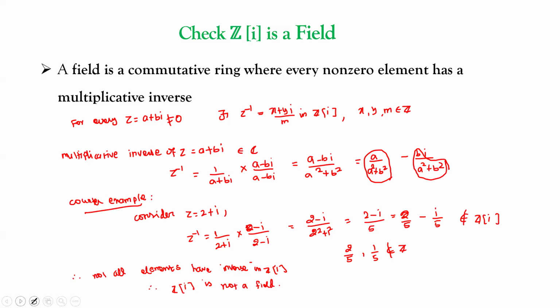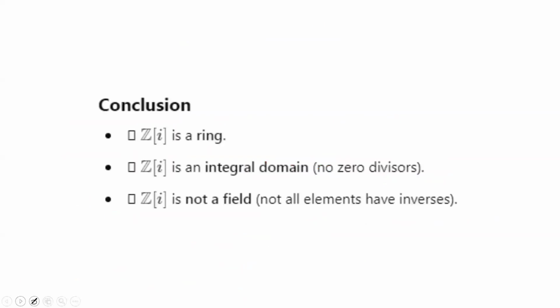So far, we discussed what is Gaussian integer and checked whether the set of all Gaussian integers is a ring, an integral domain, and a field. We conclude that Z of I is a ring and it is an integral domain and it is not a field. In the next video, we try to prove that Z of I is an Euclidean ring and we will discuss more properties about Gaussian integer.